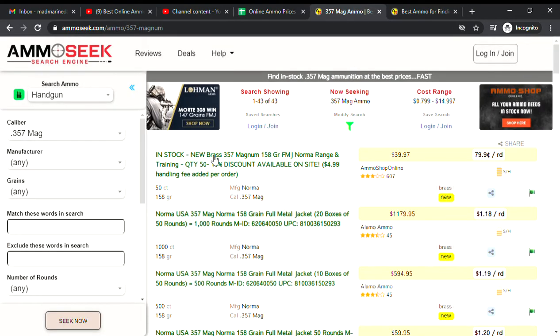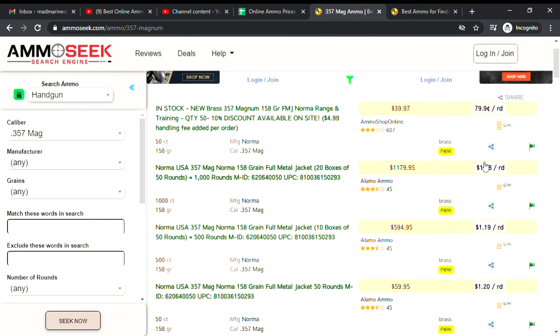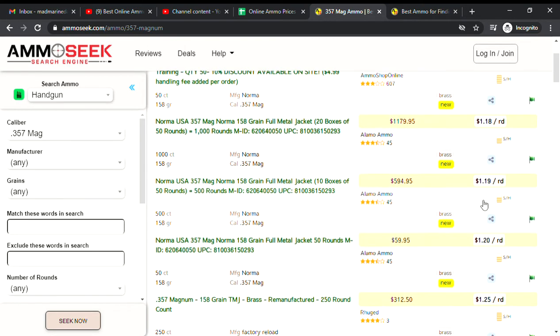So here you go. This is the discount, or this is it right here. Online Ammo Shop, basically 80 cents a shot, right? All right. Well, do you want to pay $1.18 per round? By the way, to get that price of $1.18 a round, you have to buy 1,000 rounds. All right, let's scroll down. $1.19 a shot. Let's scroll down. You have to buy 500 rounds.